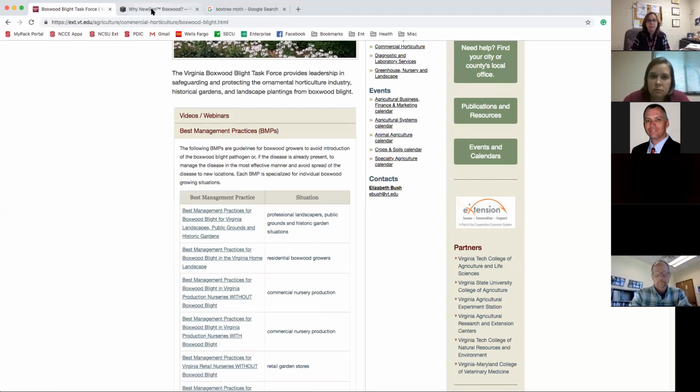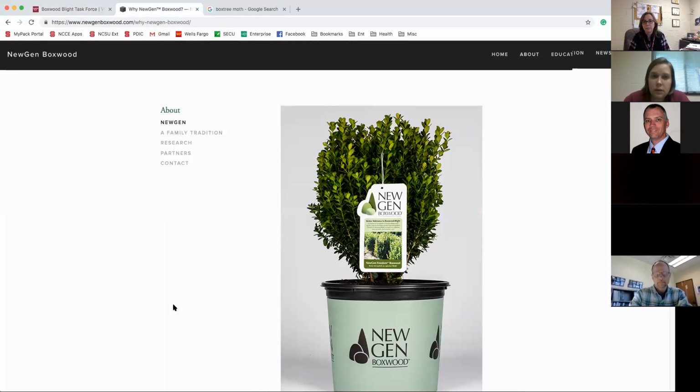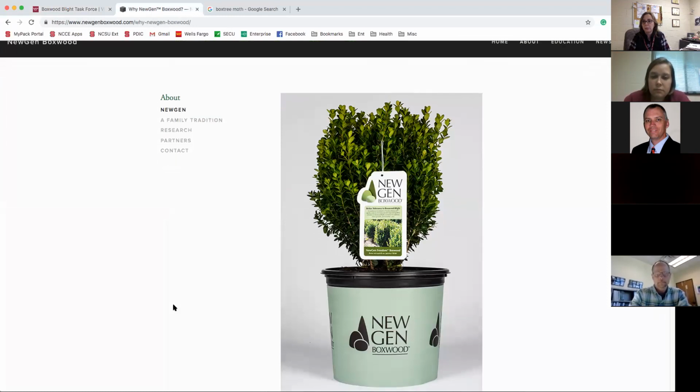I think probably the most exciting thing that I learned last week at Green and Growin' in Greensboro, put on by the North Carolina Nursery and Landscape Association, is that Saunders Brothers has a new tolerant boxwood variety. It's supposed to be tolerant for boxwood blight and resistant for boxwood leaf miner. So that's pretty exciting. It's not going to be available till 2020 though, so we still have a little time before it's on the market.